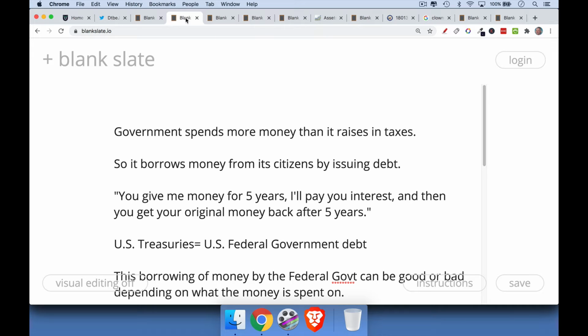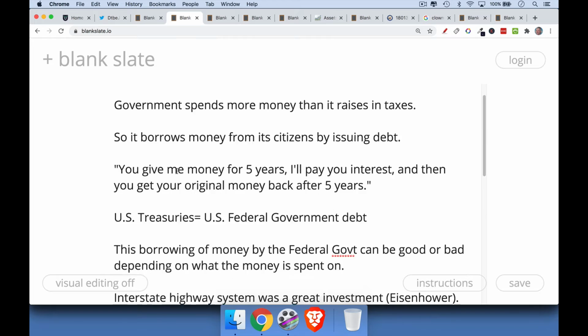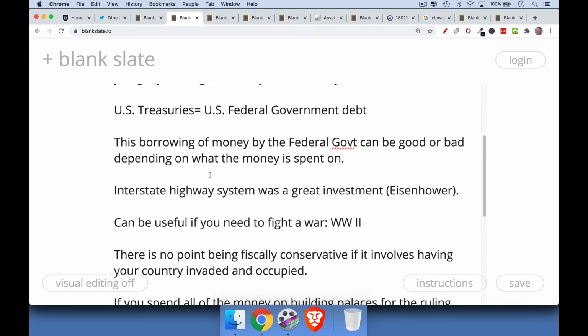Basically, the government says, you give me some money, we'll tie it up for 5 years, I'll pay you interest on it. In practice, you can actually trade out of it before 5 years. It's not like a CD, but basically with a 5-year Treasury, I'll pay you interest twice a year, and then at the end of 5 years, you'll get your original money back. Now, this can be good or bad depending on what the money is spent on.